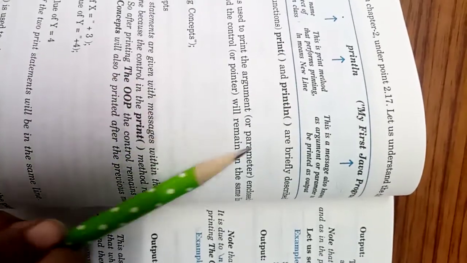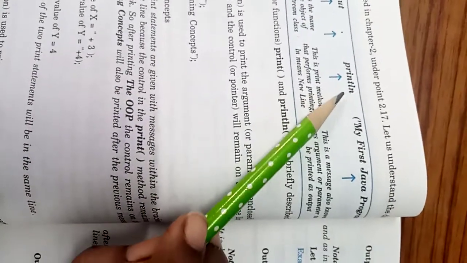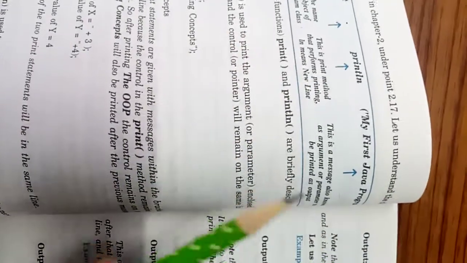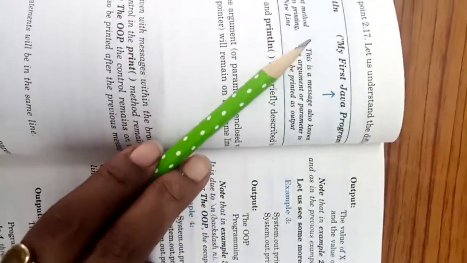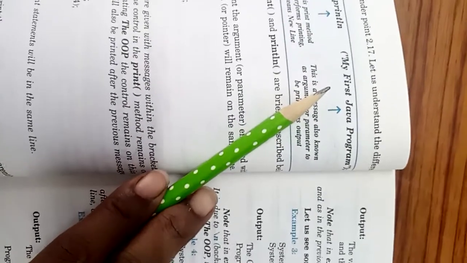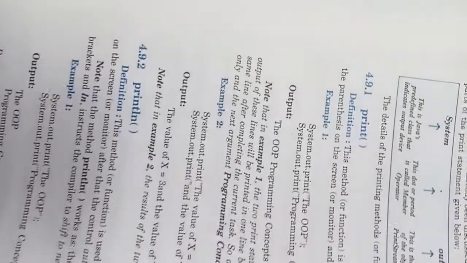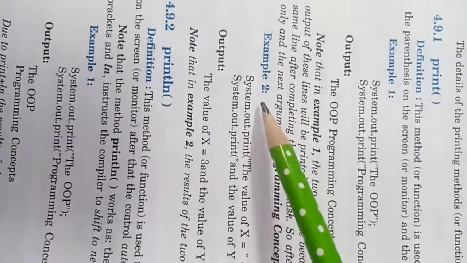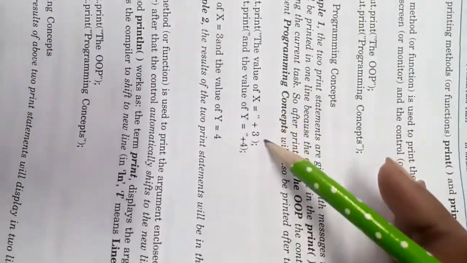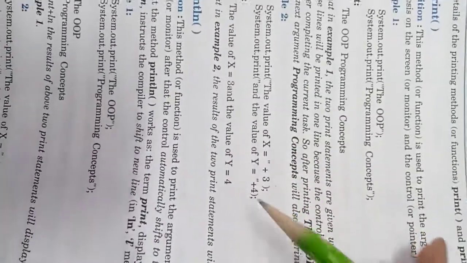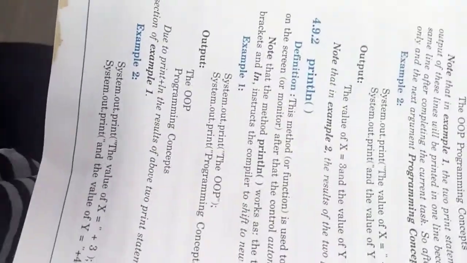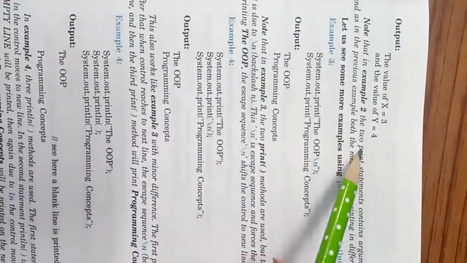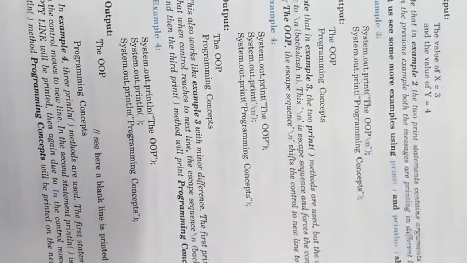System.out.print, System.out.println. The only difference is of ln, new line, and in print there is no new line. Otherwise whatever you write within the double quotes, in the brackets, will be printed on the screen as it is. For example, if you are writing System.out.print, the value of x equals to 3, y equals to 4, this will be printed like this. And if you are using println, the output will be like this on separate lines. That is the only difference. We have discussed the print and println methods earlier also.